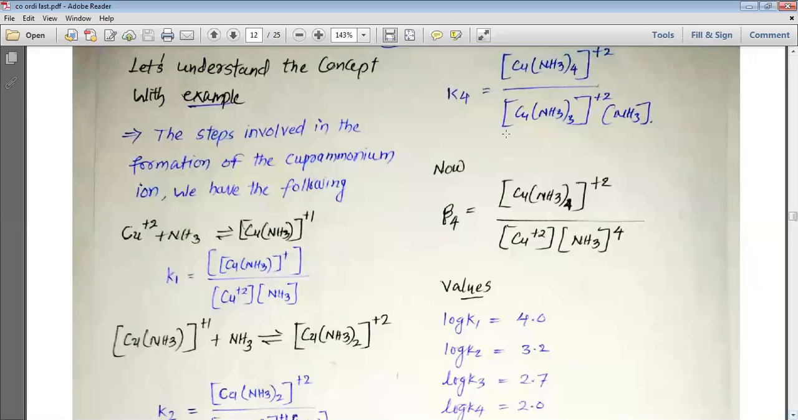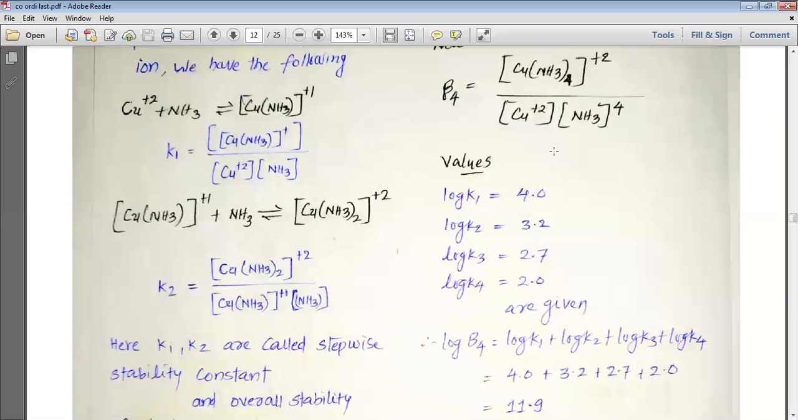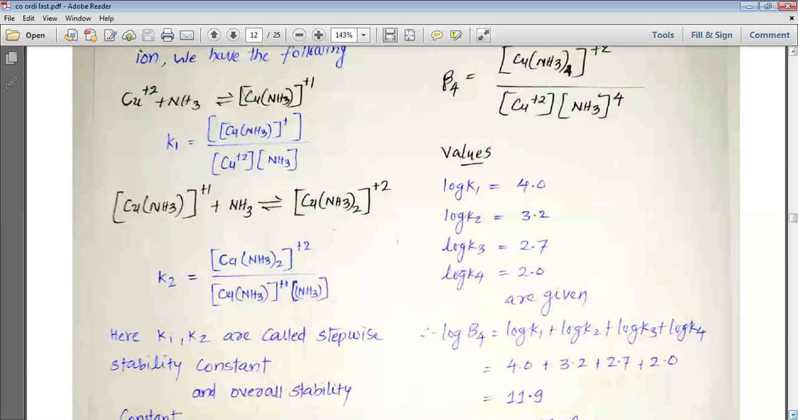Then we have seen the same calculation using the Cu(NH3)4 2+, and for that we are given the various values of log k1, k2, k3, k4, and by doing this sum we have got the log of beta 4, my dear students. So it is now easy for you to understand.